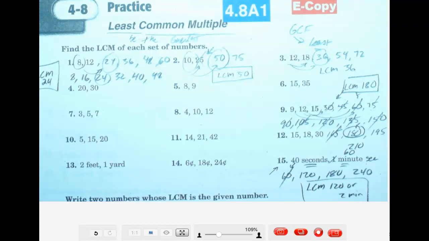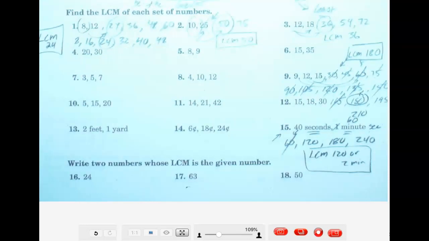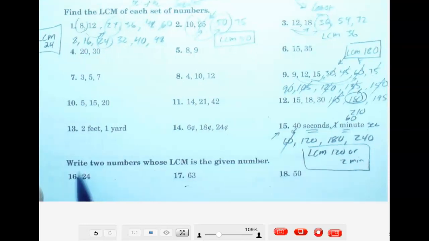24. Write 2 numbers whose LCM is the given number. So now we're working backwards. We have 24 as our LCM. And what 2 numbers have 24 as an LCM? Well, I usually think about the factors of 24. That's where I start. I got 1 and 24. I've got 2 and 12. I've got 3 and 8. And I've got, squeeze these guys in, I have 4 and 6.